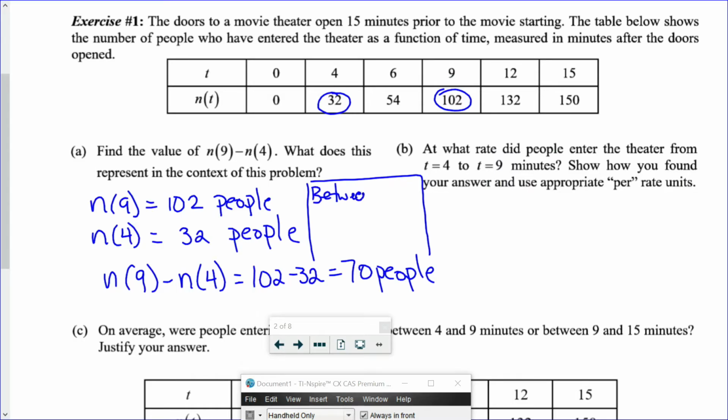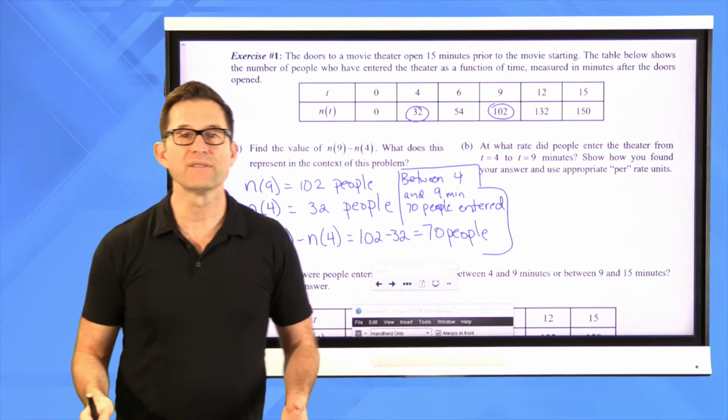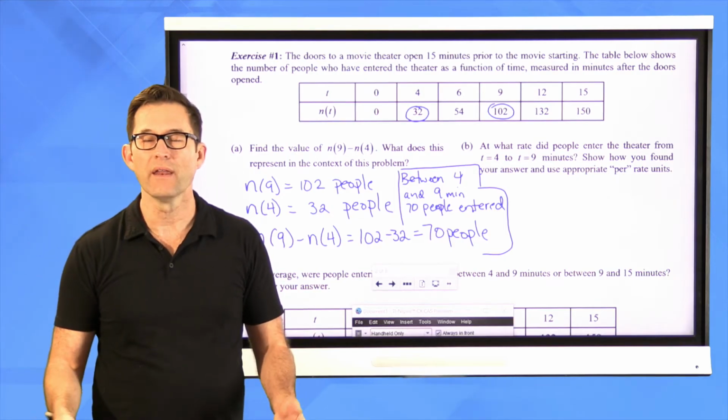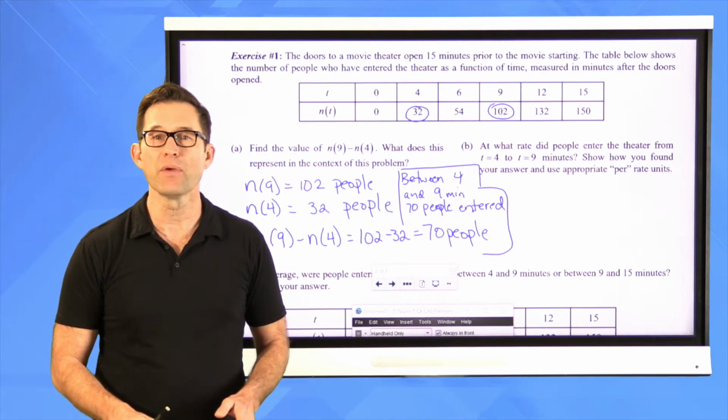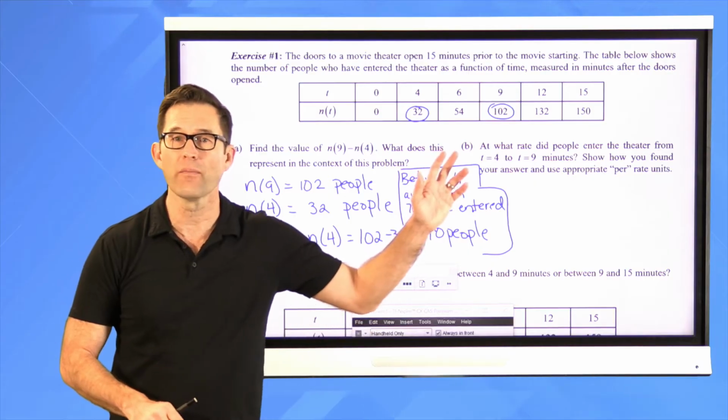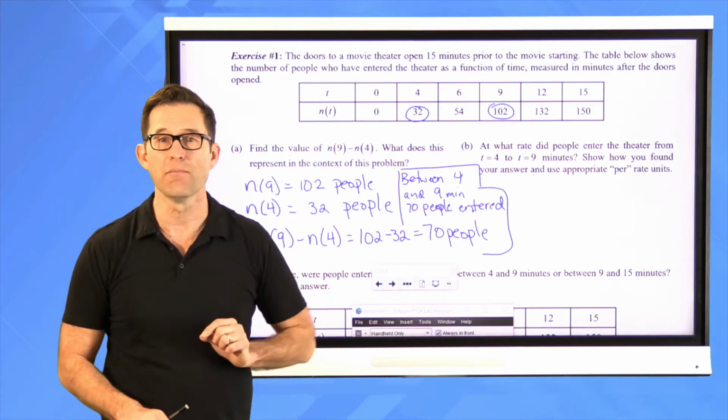Between 4 and 9 minutes, 70 people entered. Wow, that just does not look like the word entered whatsoever. Entered. Okay, and that is critical. It's not that after 9 minutes there's 70 people in the room. It literally means if you only counted the people who walked in that door between 4 minutes and 9 minutes, it would be 70 people.